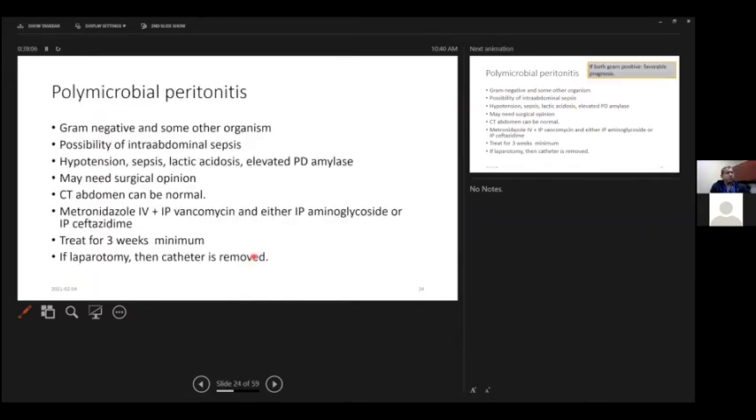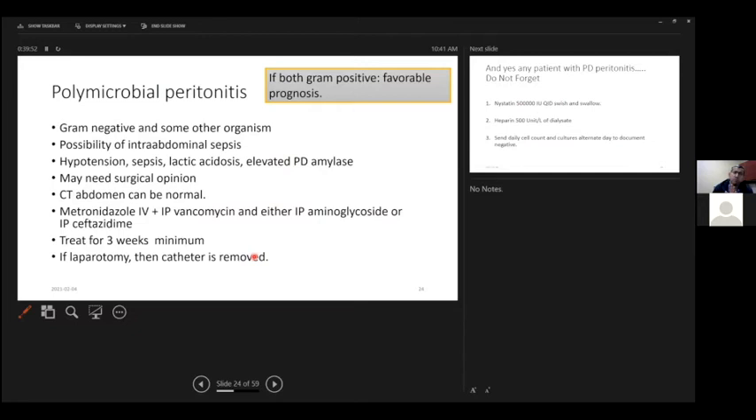Okay, what if you've got more than one organism, that is polymicrobial? Always look at the GI tract, which is probably ruptured or having a problem there. The patients will present with sepsis, hypotension, and lactic acidosis. You may need to open up the belly because there's a problem with the colon or intestine, so you may need a surgical opinion. The CT scan can be normal, but if you get two organisms there, you have to look into this. The therapy is IV metronidazole, IP vancomycin for the gram-positive organisms, and IP aminoglycoside or ceftriaxone. So you are using three medications here, and you have to treat for 3 weeks. There is a very high risk of the catheter being removed here.